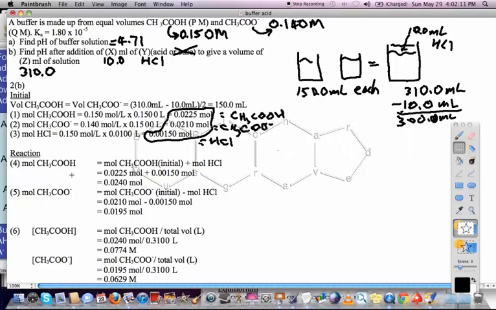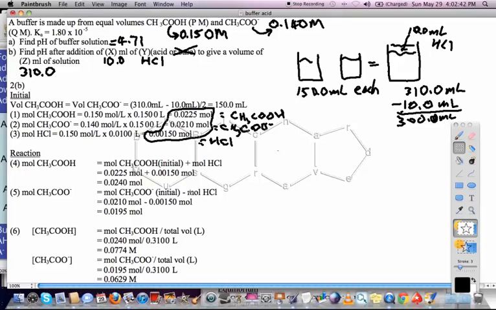So, how do we find out the number of moles of acetic acid and moles of acetate ion after the reactions occurred? Well, as I just said, with the moles of acetic acid, we're going to add the number of moles of HCl, because the moles of acetic acid will go up by as many moles of HCl that we added. So we take this value, 0.0225 moles, and add 0.00150 moles. That gives us the new total of acetic acid in the solution.